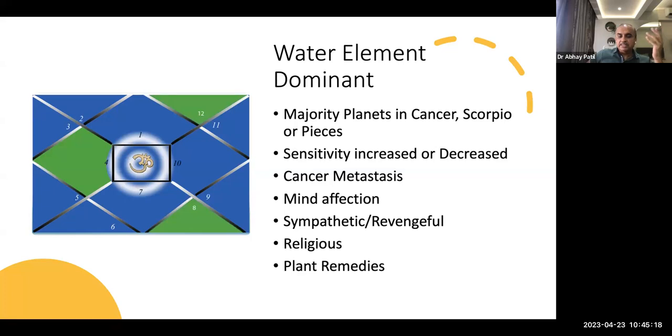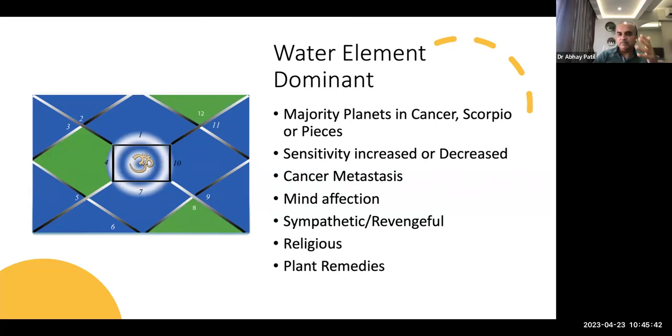And if you repertorize, you will see there are so many plant remedies coming in the water element, which we don't use just because it is cancer. So use plant remedies and you will find excellent results, because cancer travels through blood. Cancer travels to the lymphatics. Cancer travels to the water element.